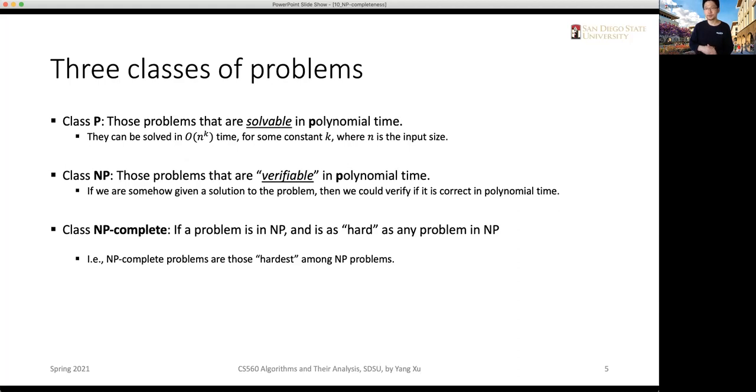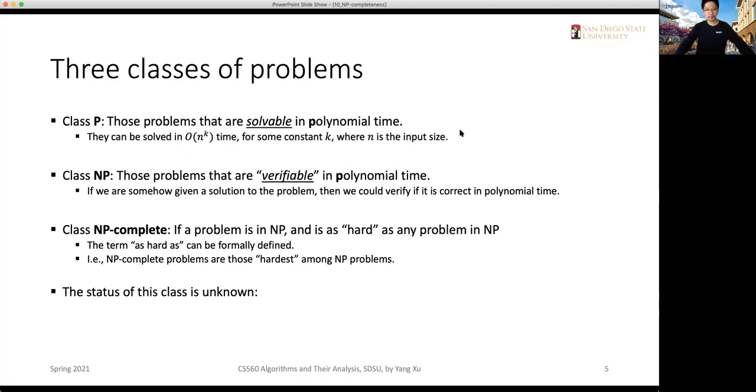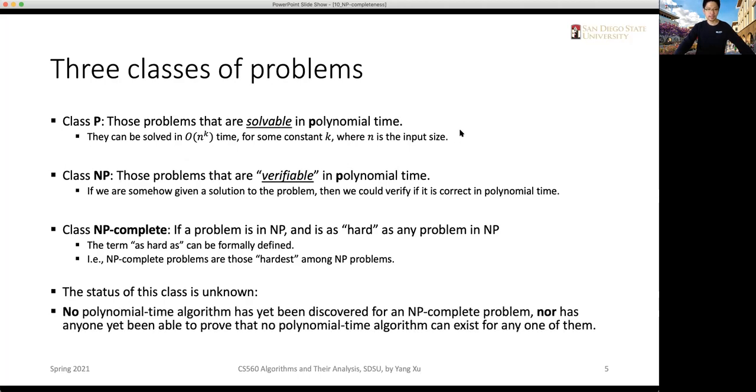Although people have not proven it yet, it's a typical guess. So these are the three types of algorithm problems that we can categorize them into. And actually, the status of the NP-complete is still unknown.